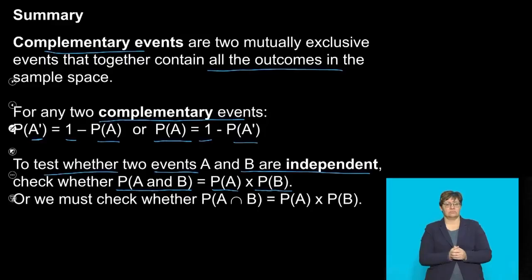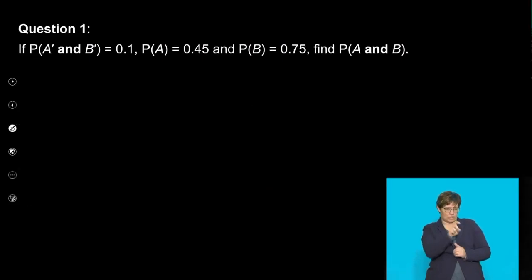So let's look at an example. So this is what is given. The probability of not A and not B is 0.1. The probability of A is 0.5. The probability of B is 0.75. The question is, find the probability of A and B.